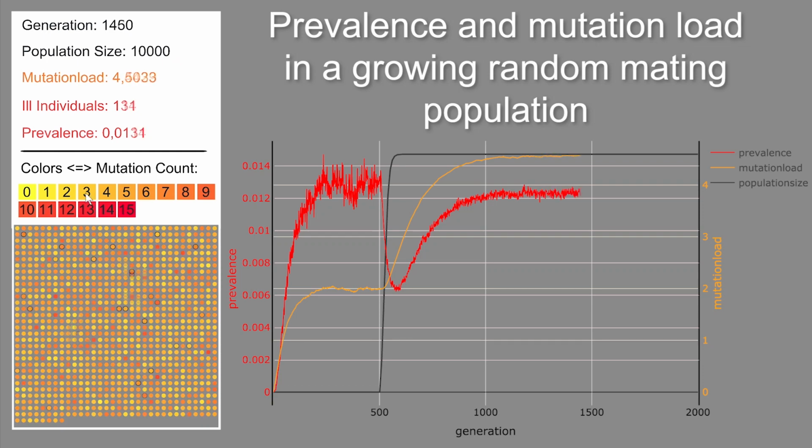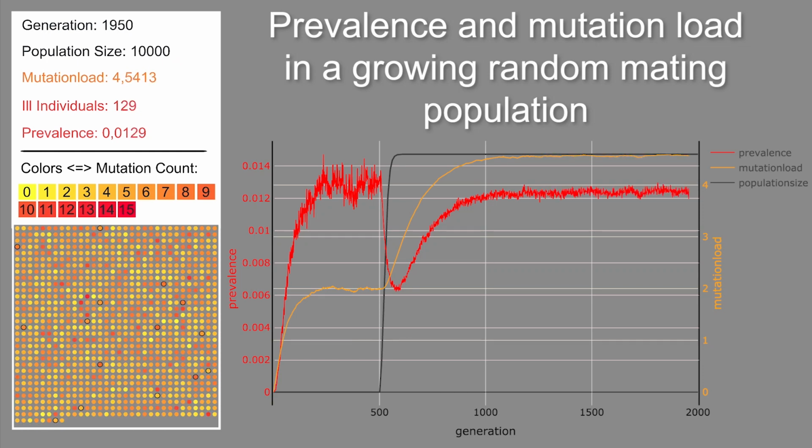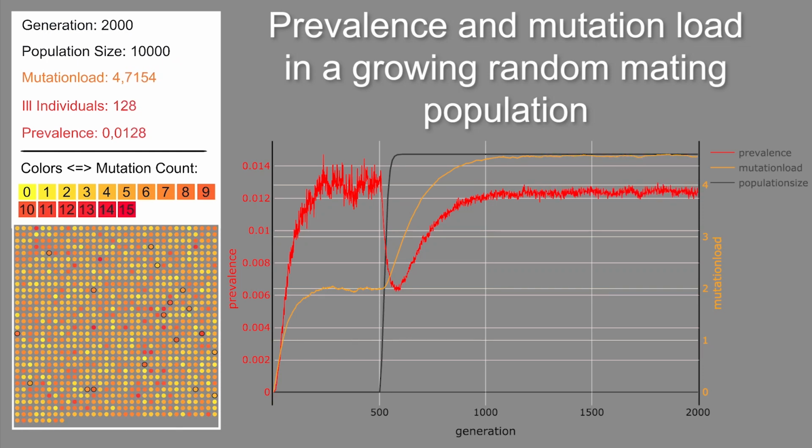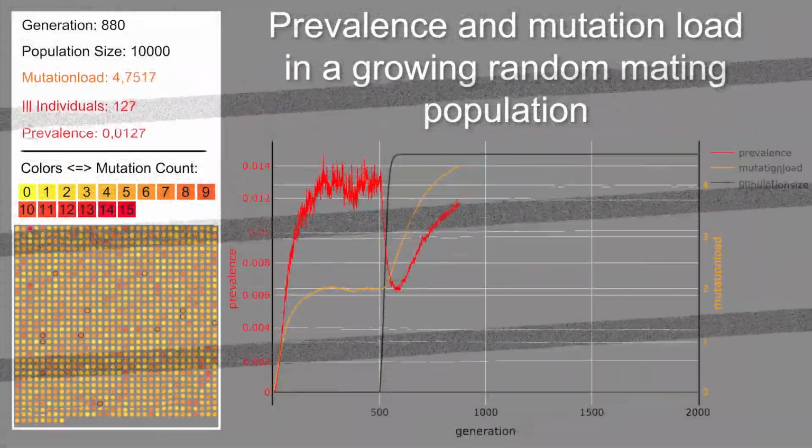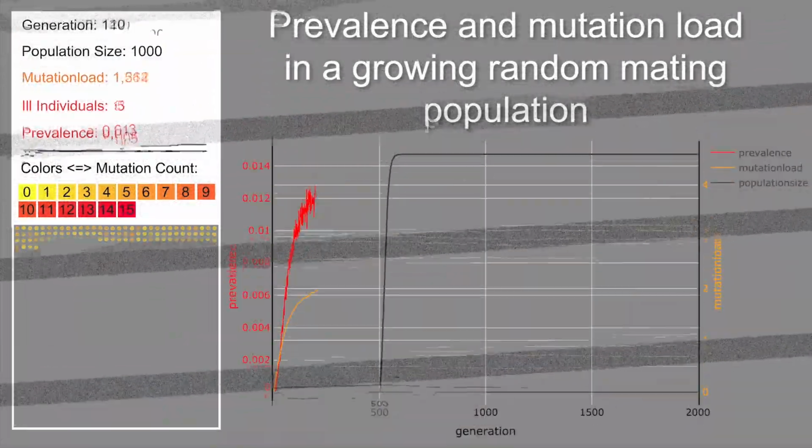Interestingly, this temporary dip is accompanied by an increase of the mutation load. The level of the steady state is only reached many generations after the end of expansion. So this was very fast, and it's difficult to keep track of all parameters at once. So let's rewind and start again from the beginning and analyze it step by step.